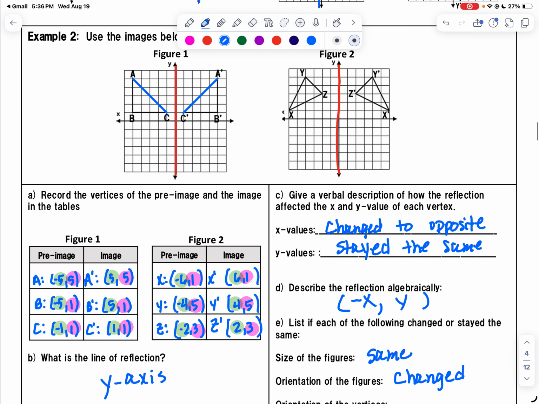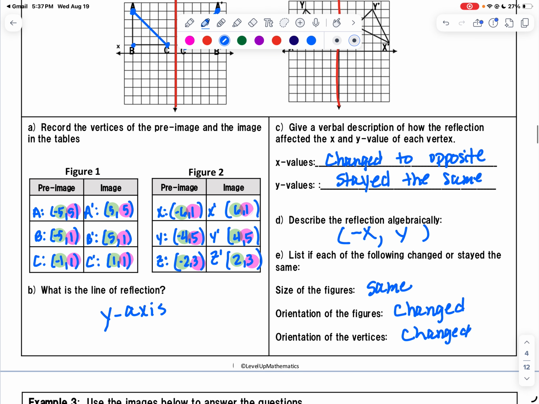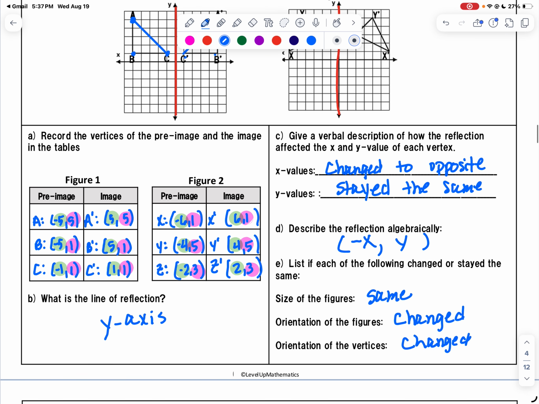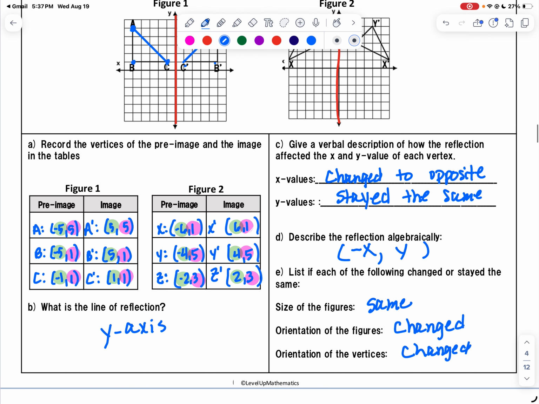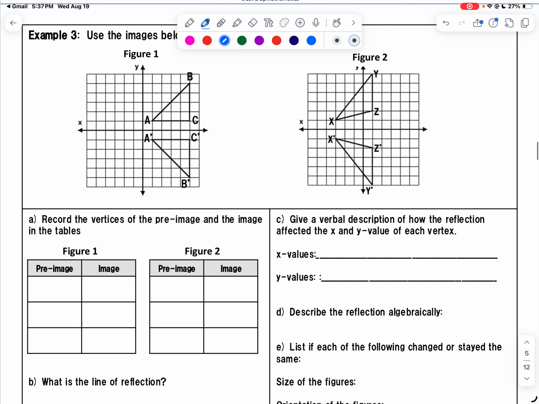And notice our vertices change. So if I start with A and go in a clockwise direction, it would go A, C, B. If I started on A over here and went in a clockwise direction, it'd be A, B, C. So the orientation also changed. All right, so this example was a reflection of what happens when the shape is reflected across the y-axis. All right, let's look at what happens when it's reflected across the x-axis.